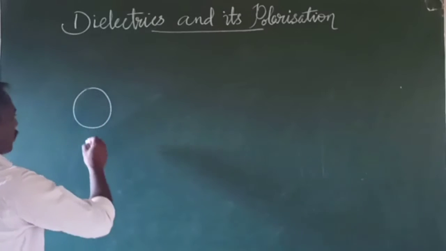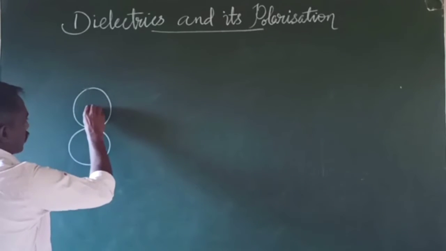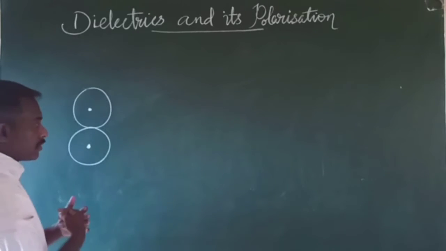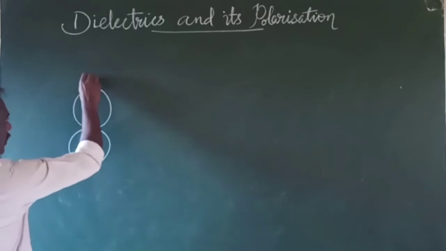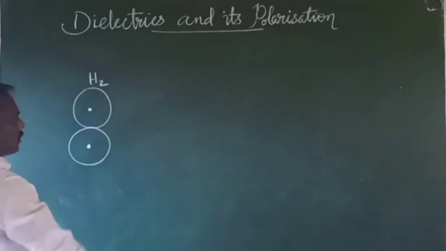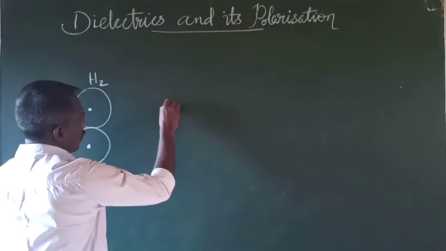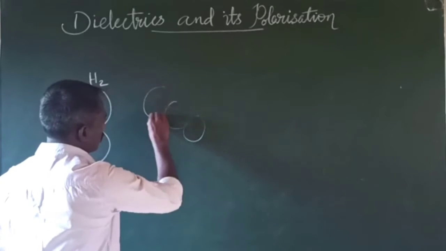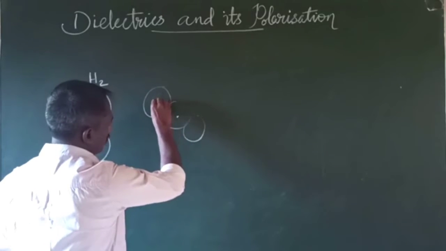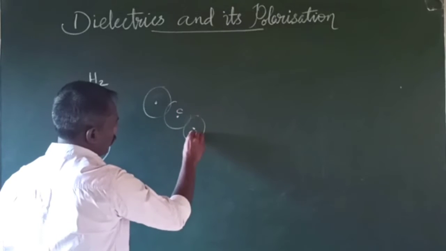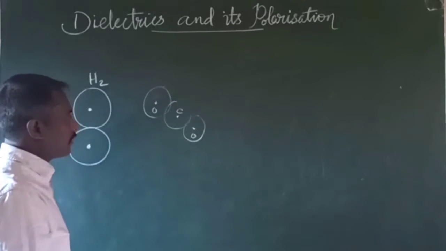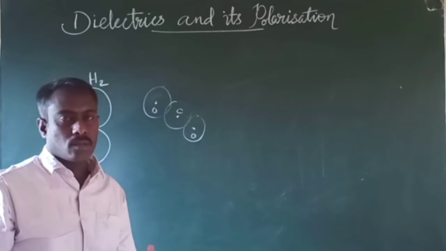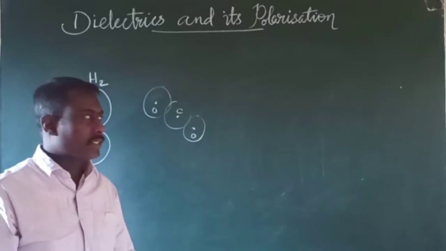Let's see an example: hydrogen molecules. In hydrogen molecules, the charges coincide, the nucleus coinciding with the electrons. Or carbon dioxide: carbon and oxygen, their nuclei are close to each other or one over another.